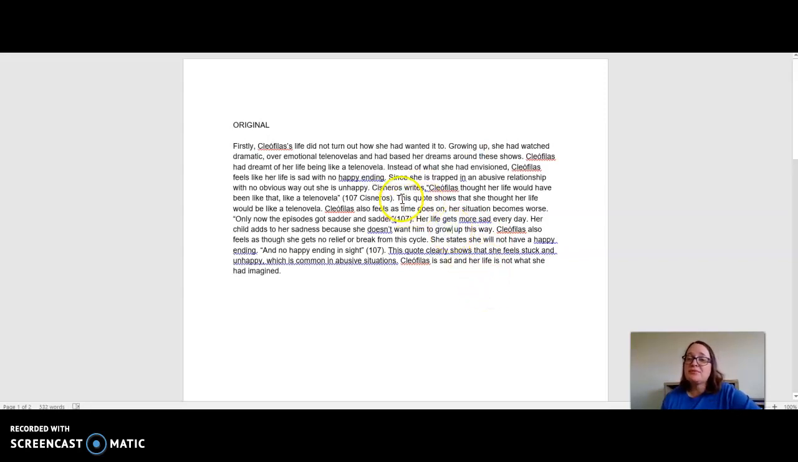You can see an attempt to provide analysis, right? This quote shows that she thought her life would be like a telenovela. Okay, but if you look at the quote, it kind of just says that. So don't use your follow-up sentences just to restate what the quote says. There's a reason you included it, and the reason should be it shows us something about your topic sentence. It proves your claims, your arguments, your interpretation in some way. It informs your interpretation. Don't assume your readers just know what the connection is. Tell us, show us, provide some analysis.